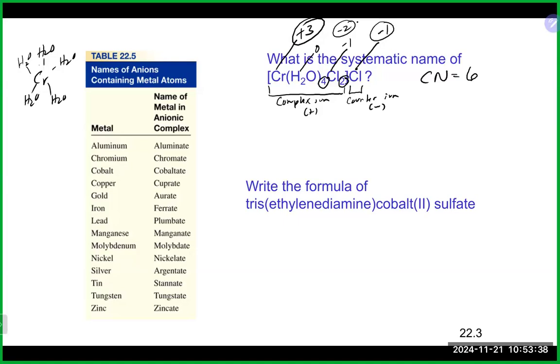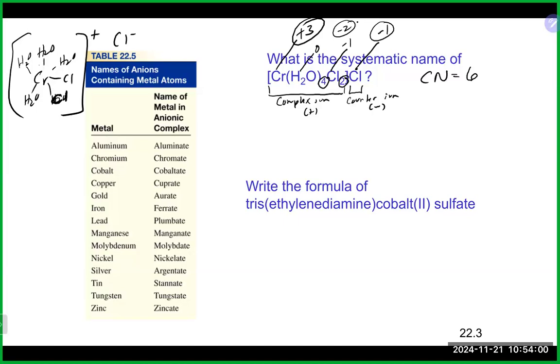And if I drew too many waters there, maybe I did. Then we'll change one of those waters to a chloride. There we go. And this overall thing, again, is carrying a +1 charge, and you have basically a chloride with it as a counter ion on the outside. So because the complex ion is positive, we could use the regular name.